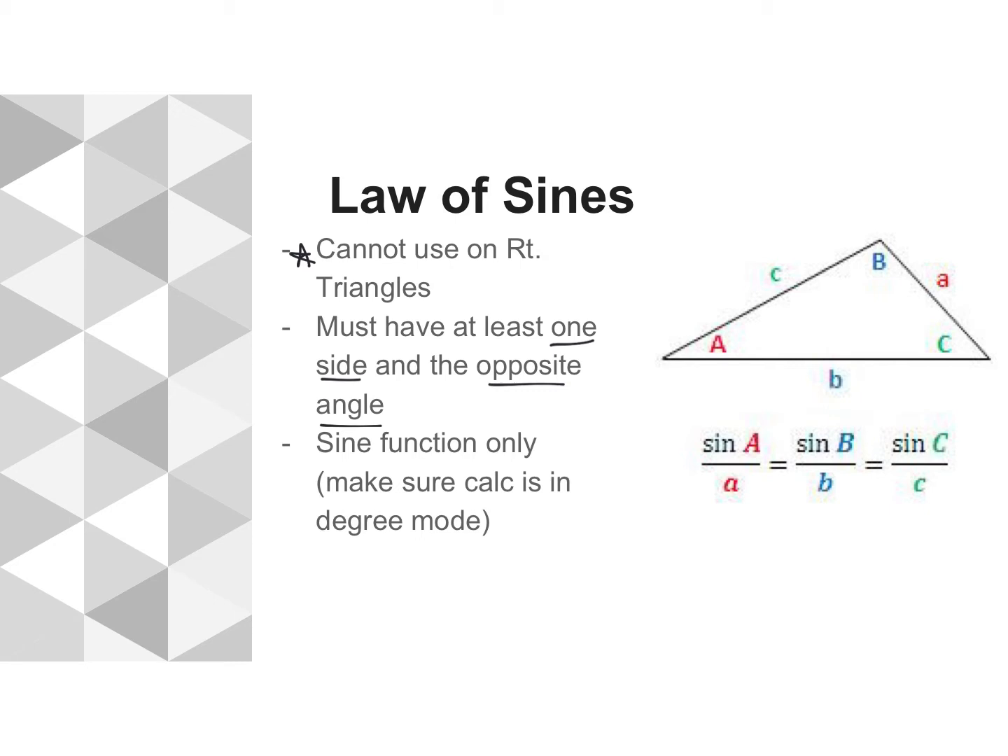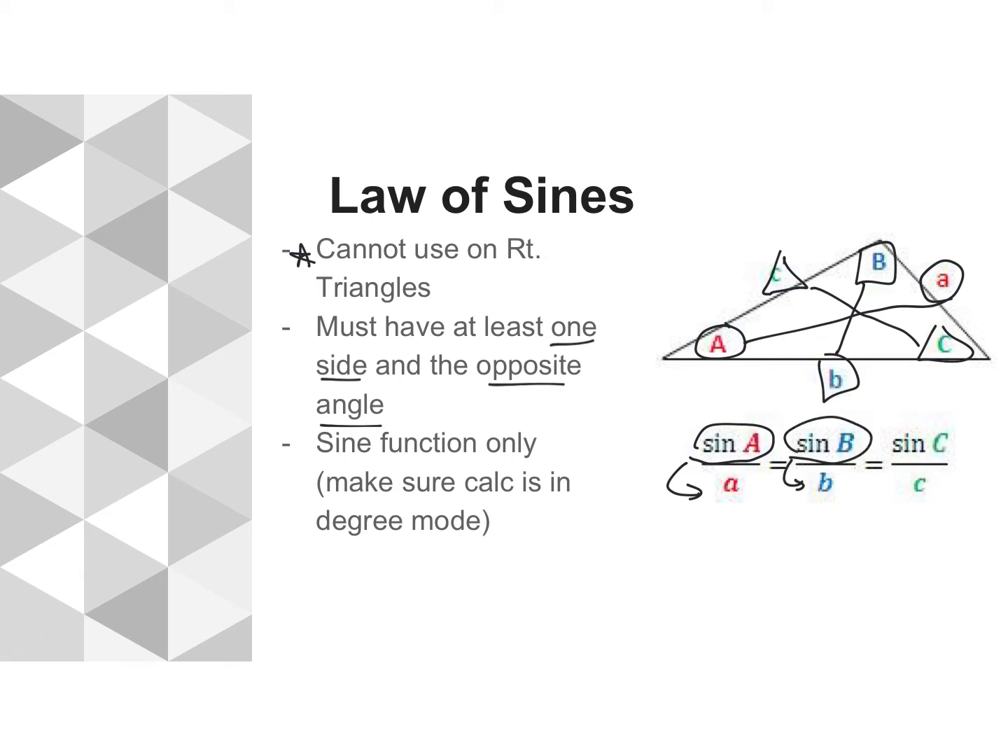So one side and the opposite angle. If we look here, we've got the capital red A and the opposite side, lowercase a, the capital B and the lowercase b, and the capital C green and the lowercase c. Here's all it says: the sine of an angle over its opposite side is equal to the sine of any other angle over its opposite side, is equal to the sine of a third angle over its opposite side. That's what the big Law of Sines says.